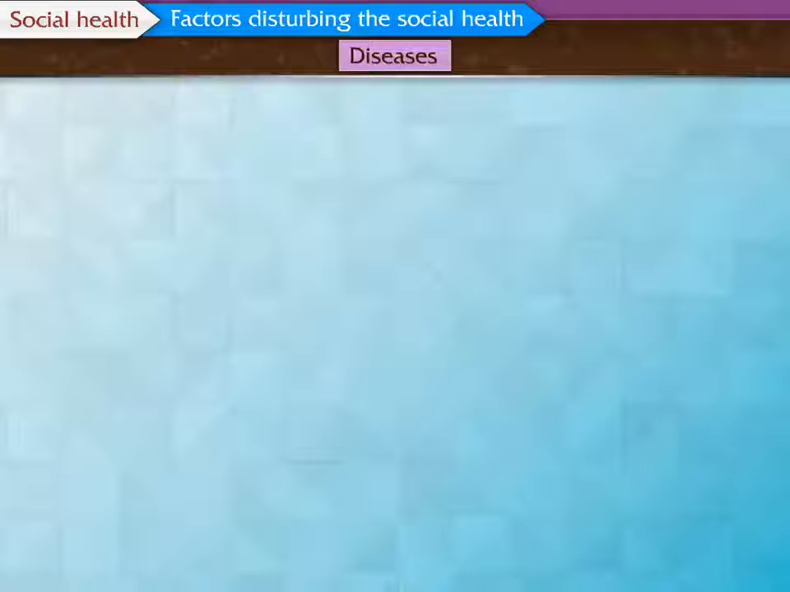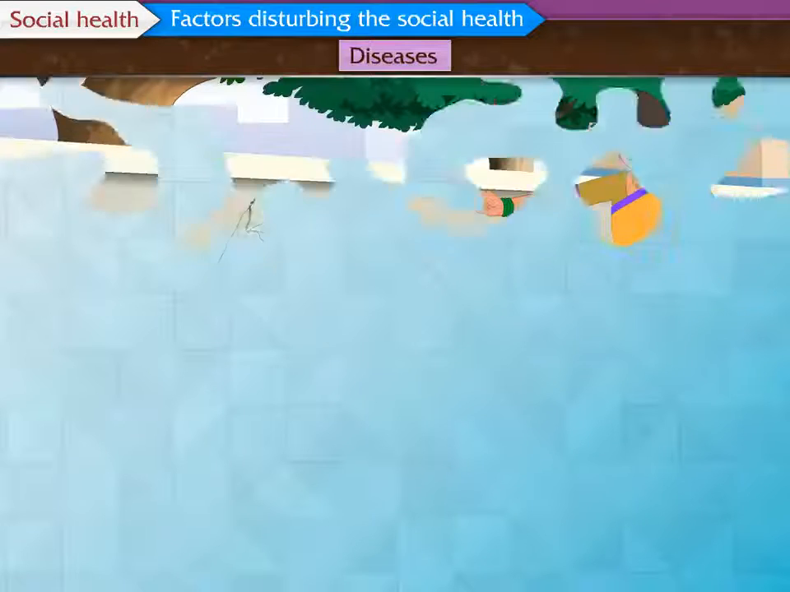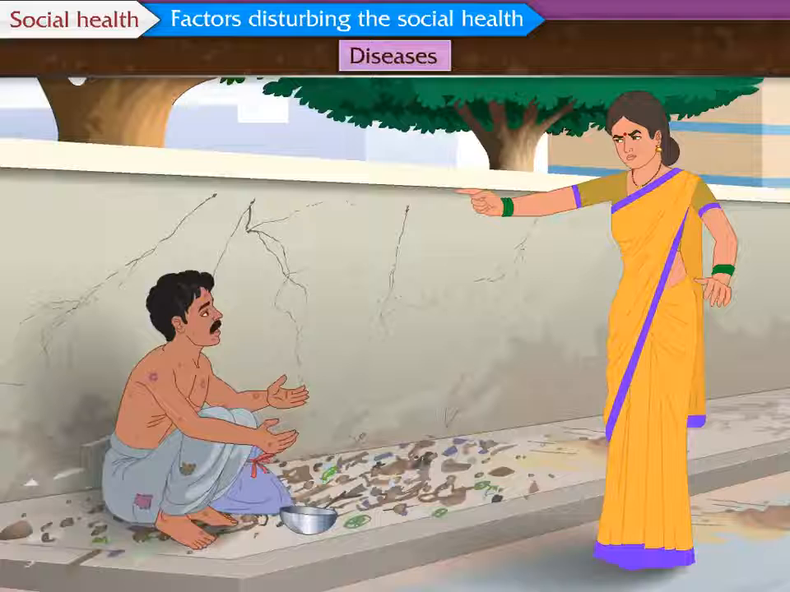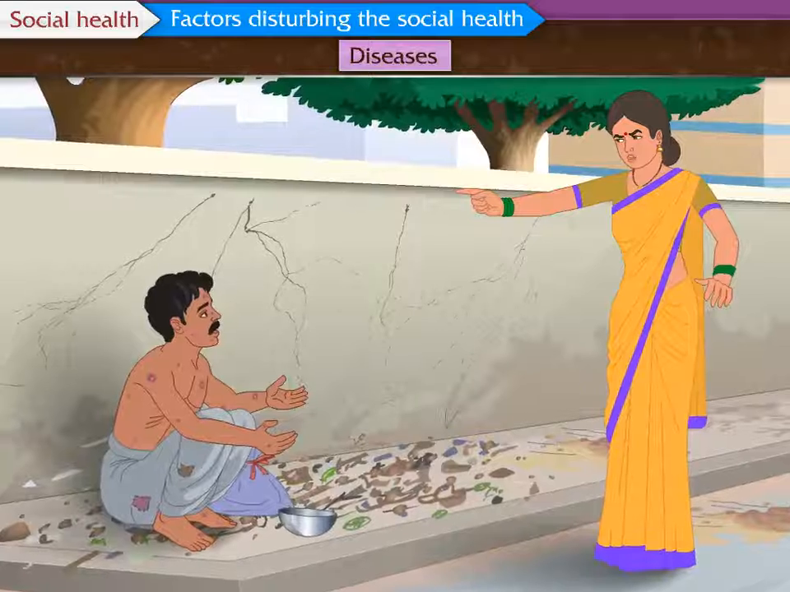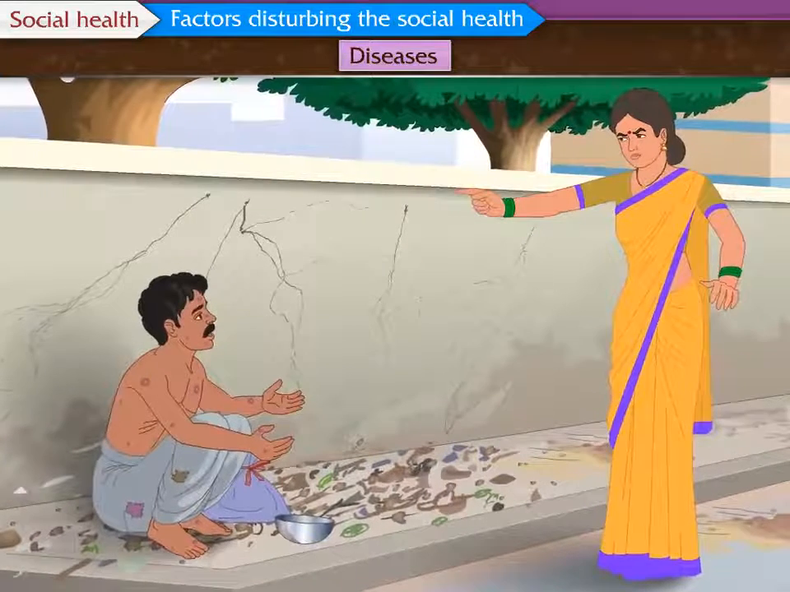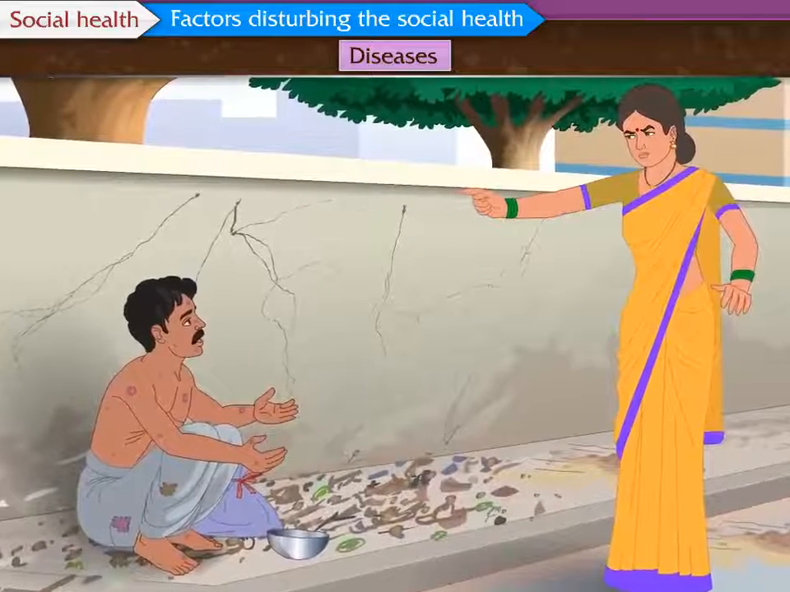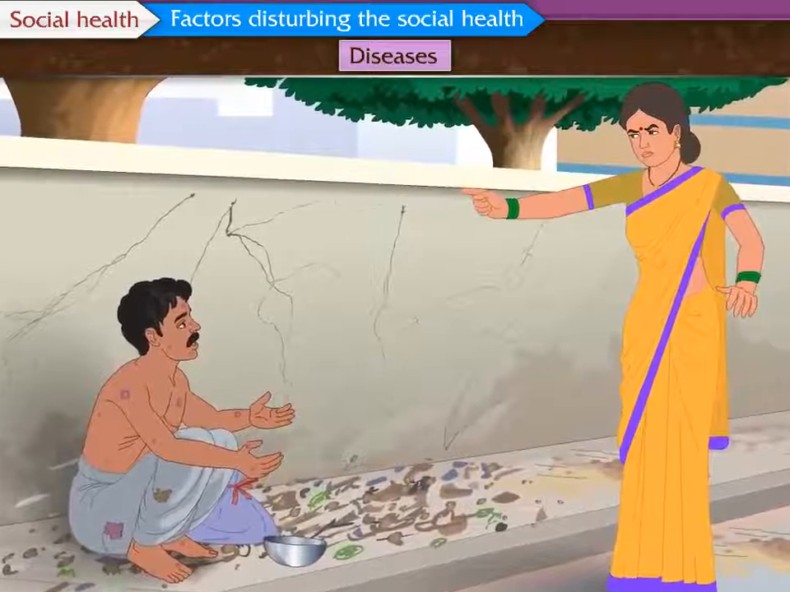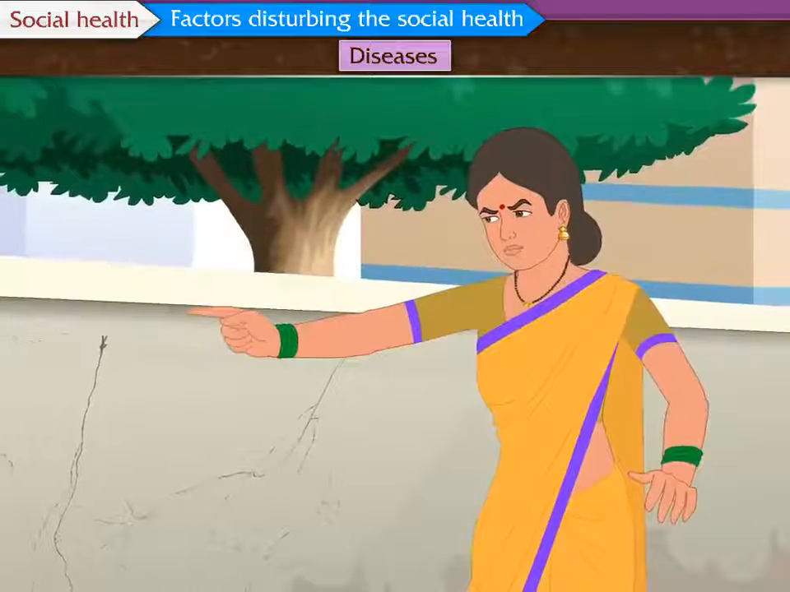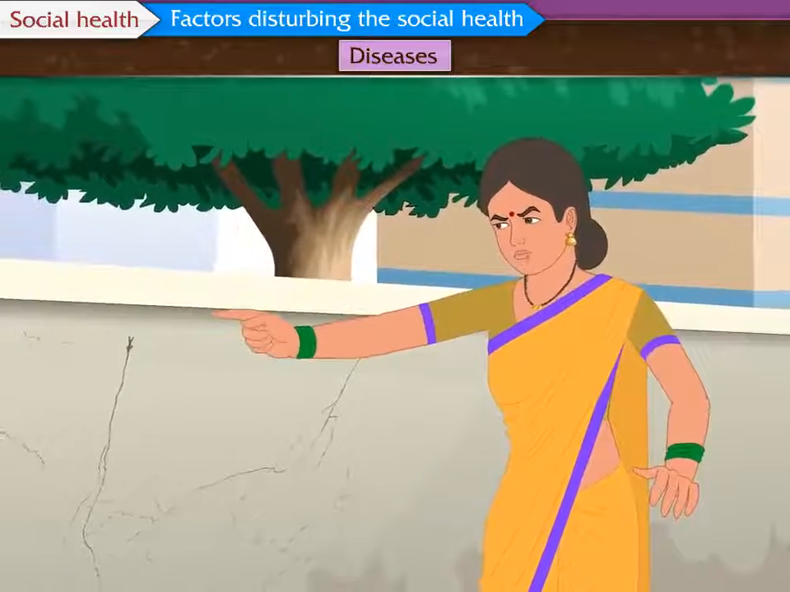Diseases. Here an incidence is shown. Observe this incidence carefully. Here we can see that a leprosy patient is being ill-treated by a woman, due to which the patient has become sentimental. We should not have this kind of behavior towards any patient.